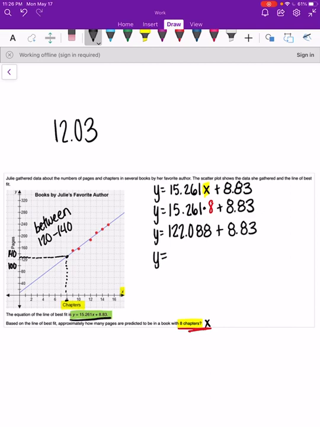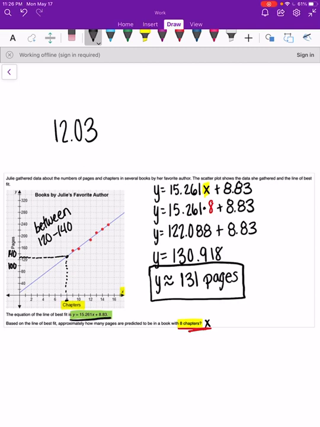Again, using my calculator, I'm going to add those together. And I get 130.918. Which is about, if I round up, 131 pages. So in a book with 8 chapters, should be about 131 pages.